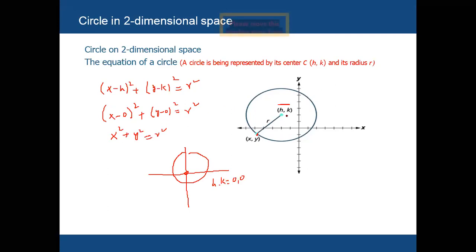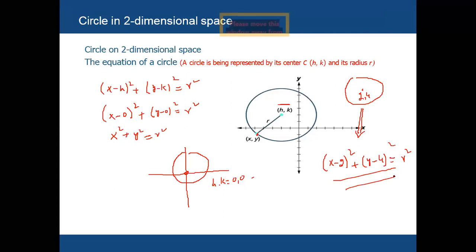Let's suppose central points are given and we have an equation like this one. You have a circle diagram like this one, where the central point is 2 and 4. So how can we write the equation of a circle having central point 2 and 4? We have (x minus 2) whole square plus (y minus 4) whole square equal to r square. This is the equation of a circle having central point 2 and 4.